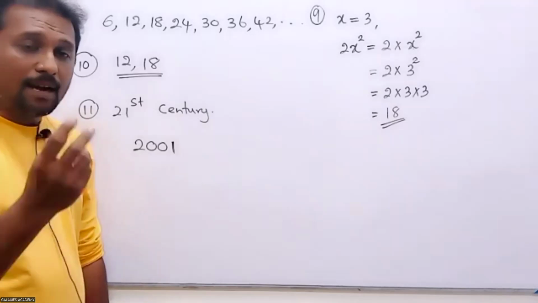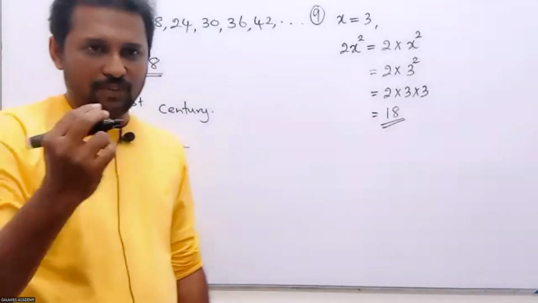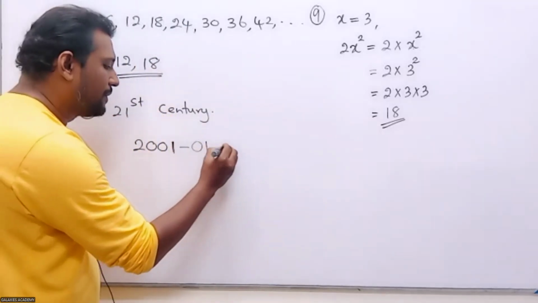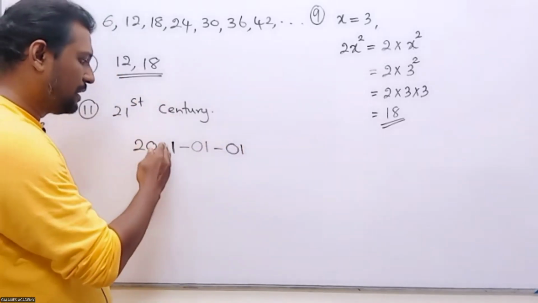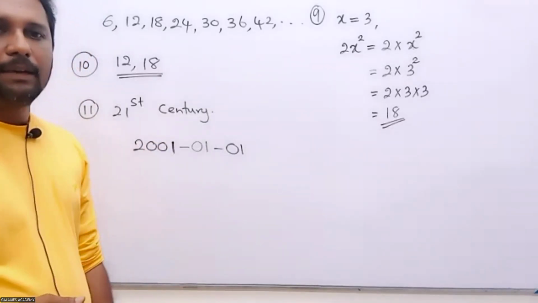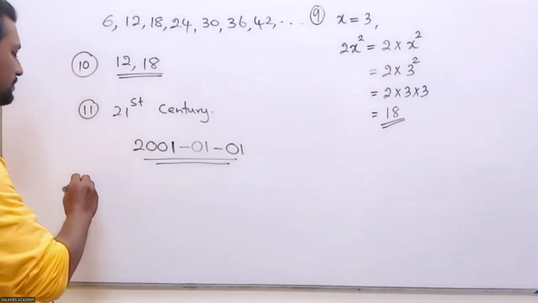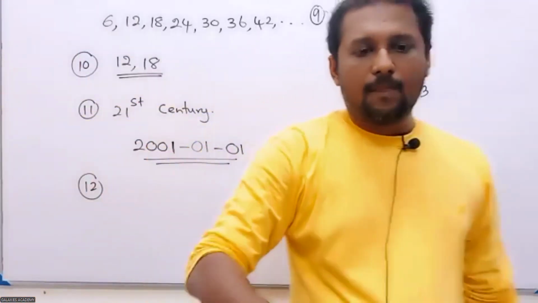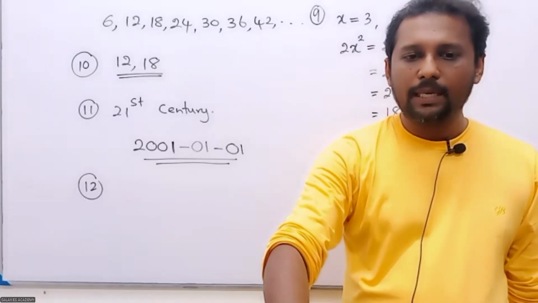Right? Starting date what? Any year starts with 1st of January, no? 1st of January. So what is the starting date of the 21st century? 2001, 1st of January. This is the 11th one answer, right? You have to write this answer. Right, then let's go to the next one, number 12.